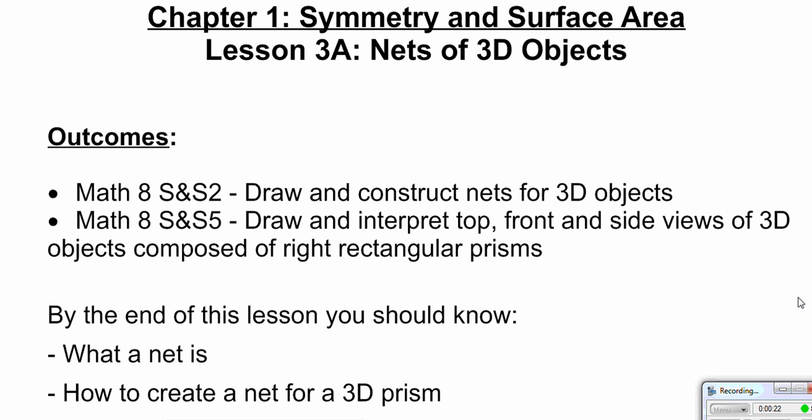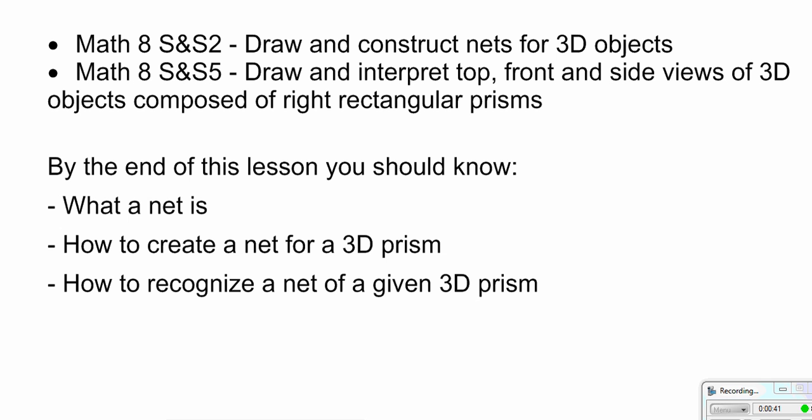So for lesson 3A, I've asked some of you to watch this lesson to get a little bit of review from Math 8. So if you can see on the outcomes, we've got some Math 8 outcomes for drawing nets, and then using nets to interpret a net to build a 3D object. So by the end of this, I want you to know what is a net. Hopefully you remember that, and I don't mean like a fishing net. I want you to know how to create a net for a 3D prism. So I might give you a shape and tell me what net matches it, or I might give you a net and I want you to tell me which prism it matches.